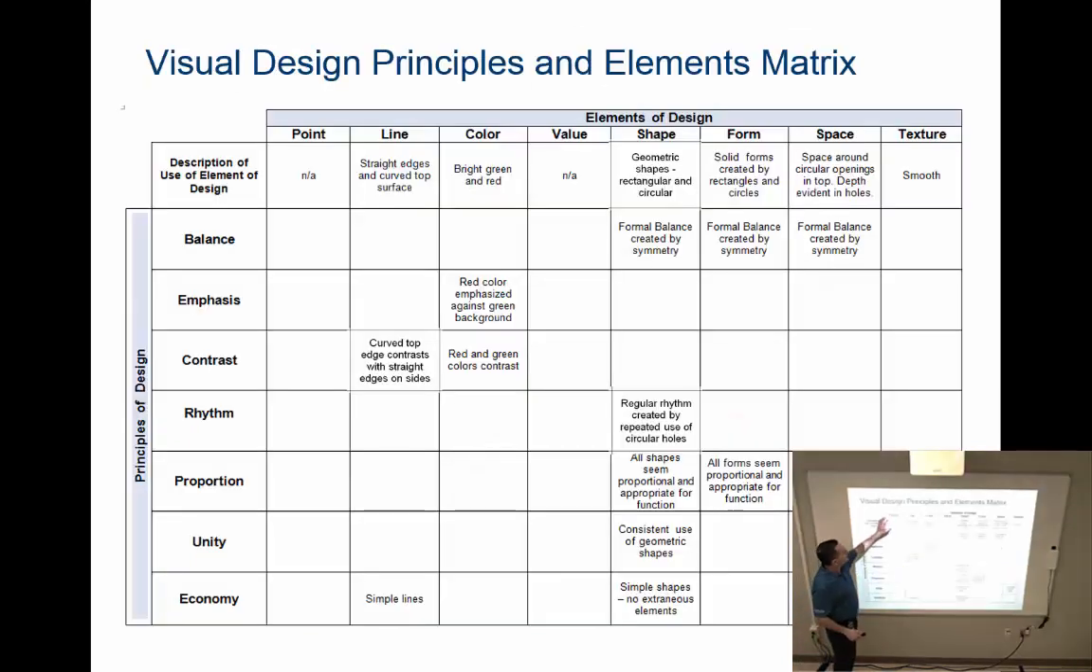Okay. This matrix, which we won't use for today's activity, is used to help identify and basically document the elements and principles of design which we see in an object. I want to come back to this when we start our actual visual analysis. So we're going to skip over this for today. We'll jump into today's actual activity.